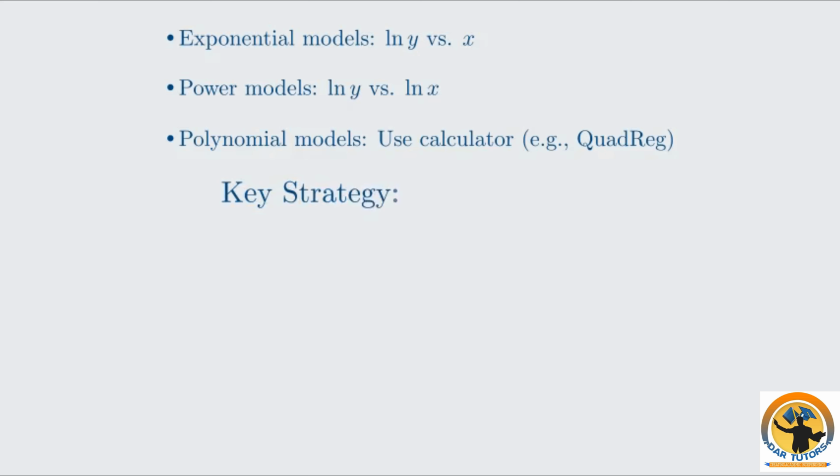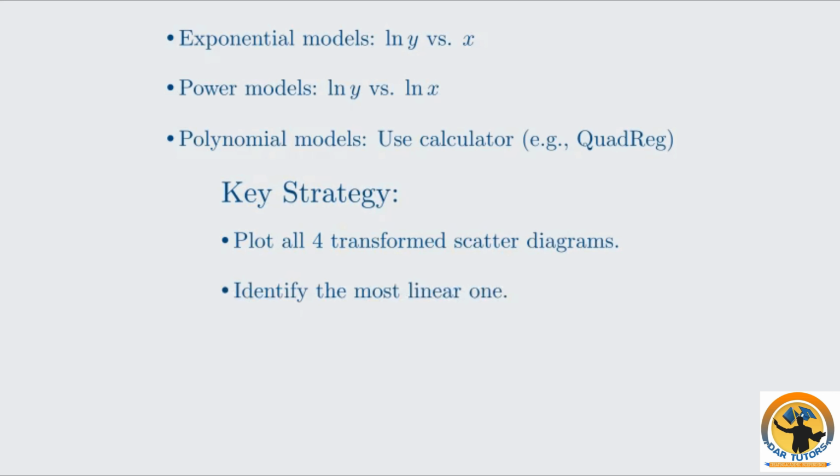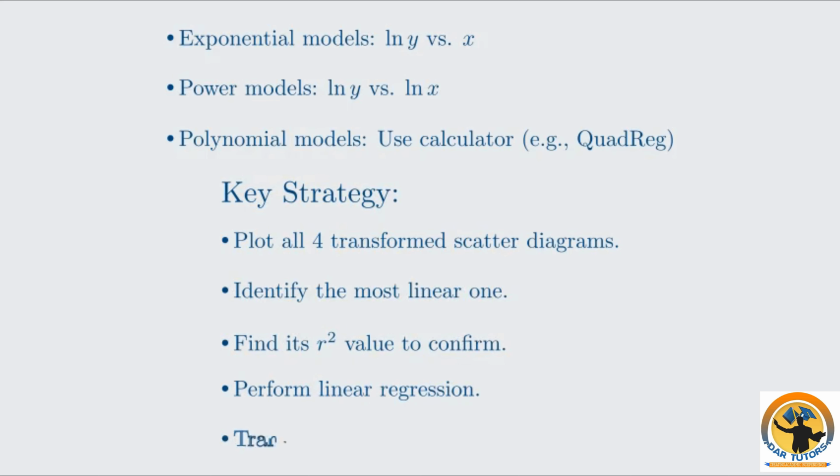The key is the problem-solving strategy. Create the four transformed scatter plots. Identify the one that is most linear. Use your calculator to find its r-squared value, and then find the linear equation before transforming it back to the original variables. The more you practice this method, the more confident you'll become in applying it to various real-world scenarios, which is at the heart of the IB Applications and Interpretation syllabus.